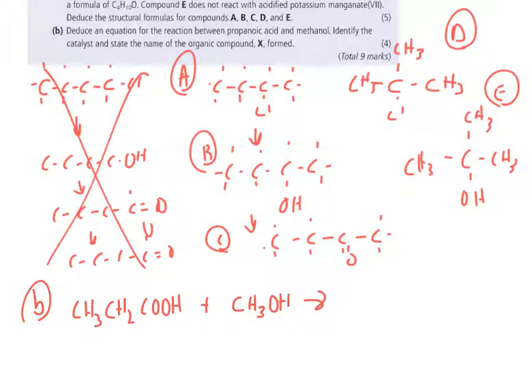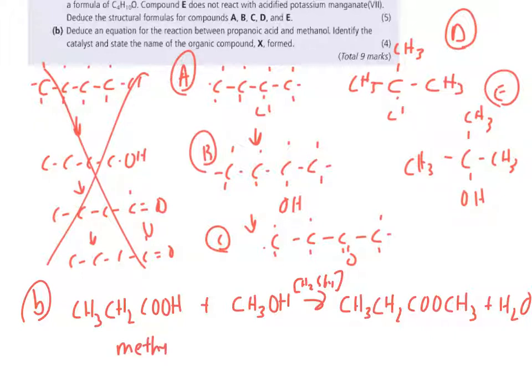And they want to know, state the name of the organic compound X formed. So when these two combine, I'm going to end up with CH3, CH2, COO, CH3, and H2O. So my organic compound is the big one, the ester, not just the H2O. So then my catalyst is going to be concentrated H2SO4. And as far as the name of it, I name the alcohol first, and that's methyl. And then it's the propane group, so propanoate would be the name.